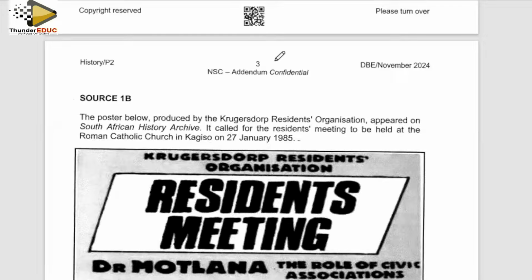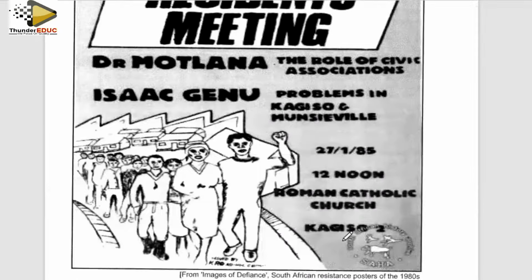Right, so why was the poster created? What is its usefulness? What is it meant to address? It is meant to call for residents' meeting. So we get the usefulness here, or the why part, to call for the residents' meeting to be held at the Roman Catholic Church in Kagiso. That is number one. It was created to call for a residents' meeting. Then what else can we say? We can also say it was meant to conscientize Blacks of the need to have their problems addressed. Because remember, the role of this meeting was to get Black people to gather and discuss critical issues concerning their livelihoods. So it was also meant to conscientize the Black people of the need to have their problems addressed.